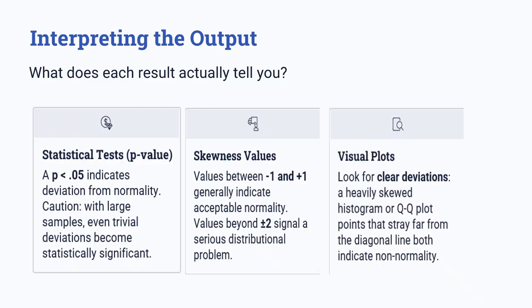Finally, look at your visual plots. A heavily skewed histogram or QQ plot points that stray far from the diagonal line both indicate non-normality. These visuals help you confirm what the numbers are telling you. By combining p-values, skewness, and visual inspection, you'll have a balanced and reliable interpretation of your data's distribution, ensuring your analysis stands on solid statistical ground.